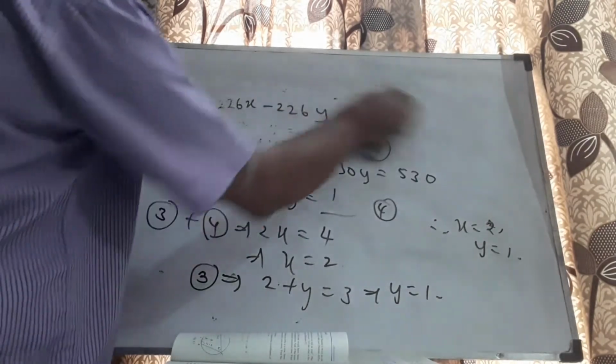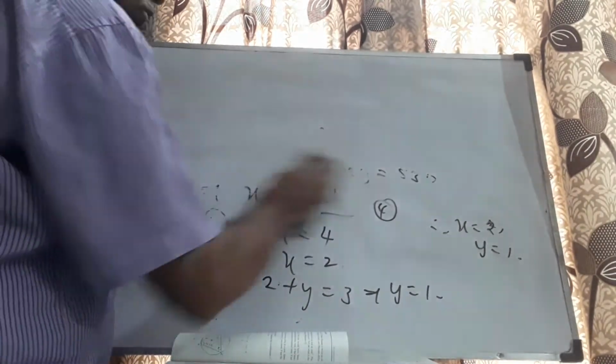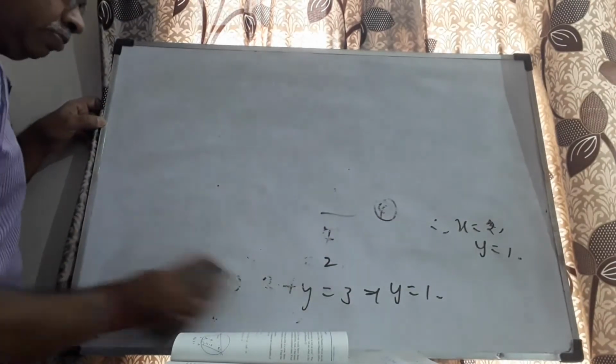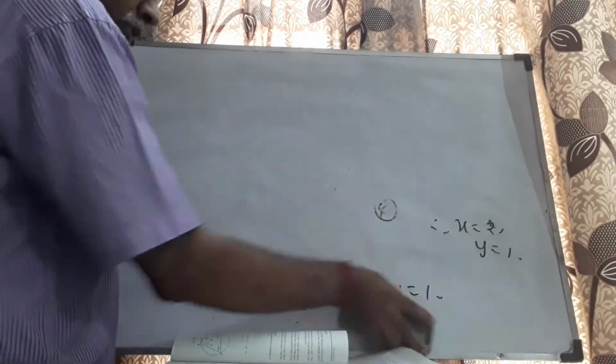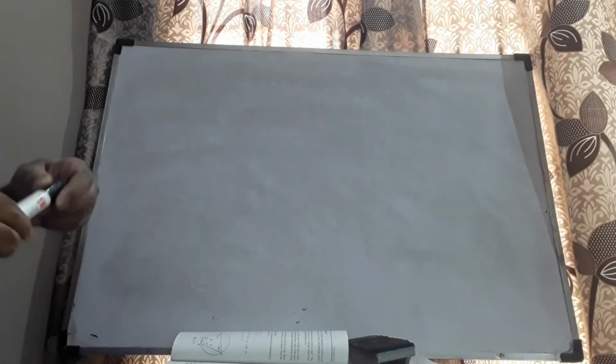It's totally different from the previous problem. Adding the two equations, I will get an equation in x plus y. Subtracting one from the other, second from the first or first from the second, I will get x minus y is equal to some value. That will automatically give us the solution by adding the equations which are got at present.